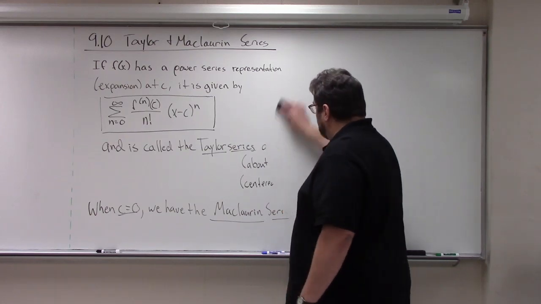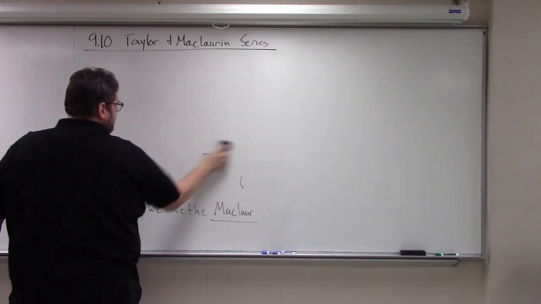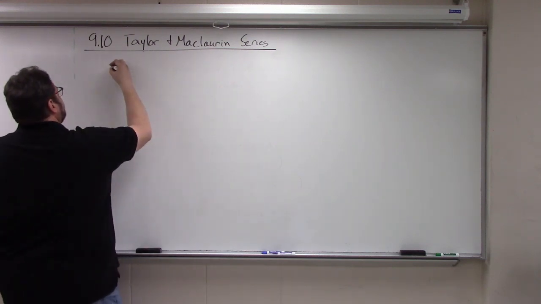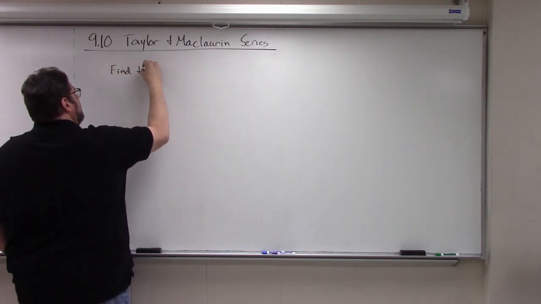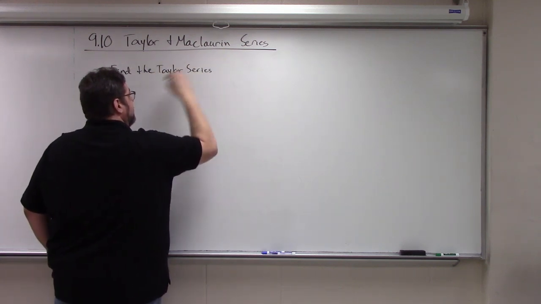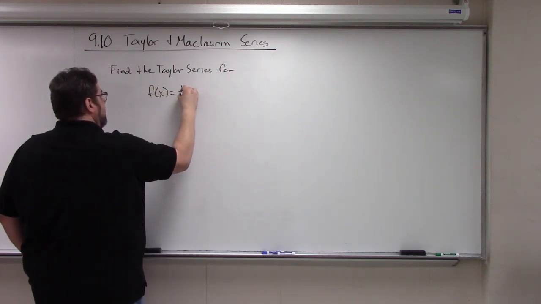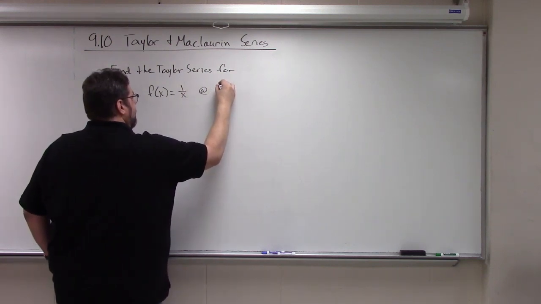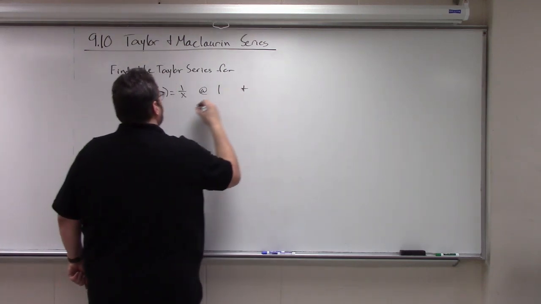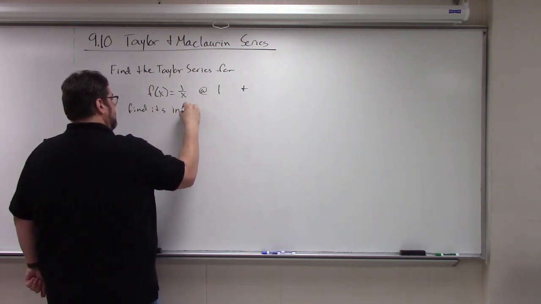All right, so let's start by finding a Maclaurin series or a Taylor series. I believe the first one is Taylor series. So find the Taylor series, or Taylor series expansion, sometimes it's called, for f of x equals 1 over x at 1, and find its interval of convergence.